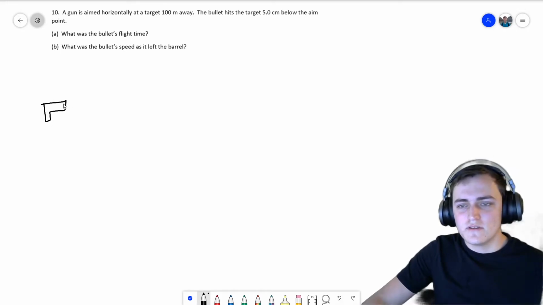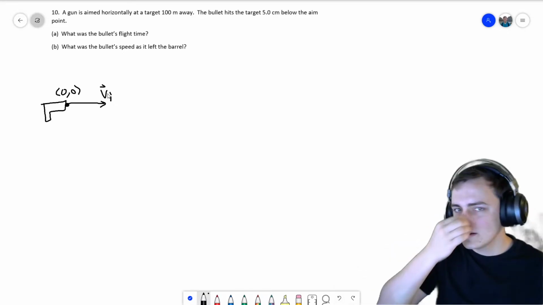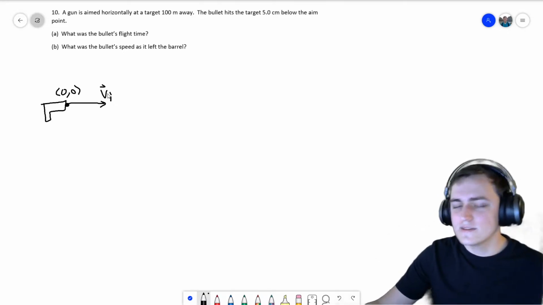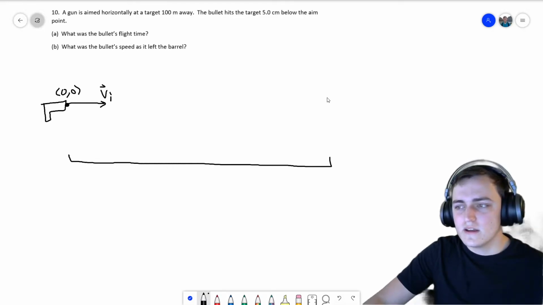And so we'll draw the gun. This is going to be our origin, 0, 0. Let's go ahead and label that. We know we've got some initial velocity, v_i, and we know it's in the x direction, so there is no x and y component. All of v_i is the x component. We travel 100 meters away near the target, and this is our aim point.